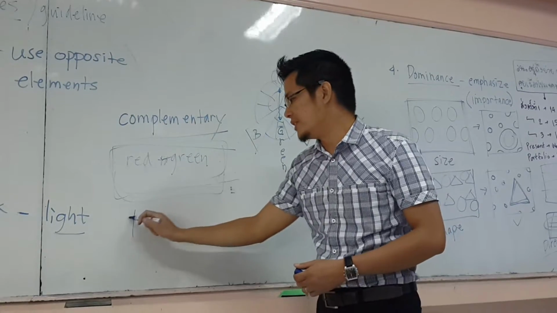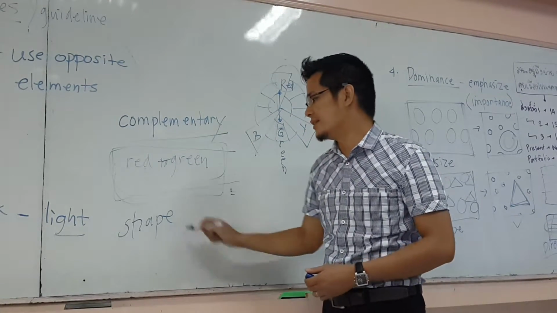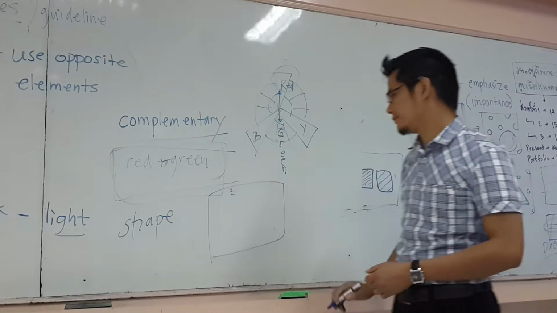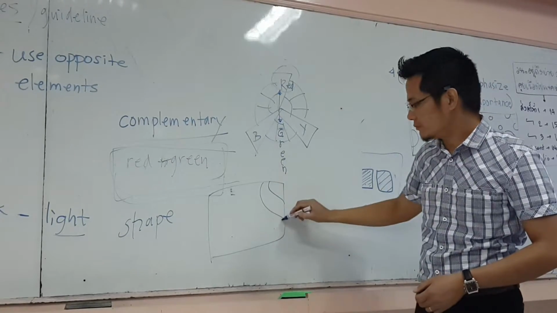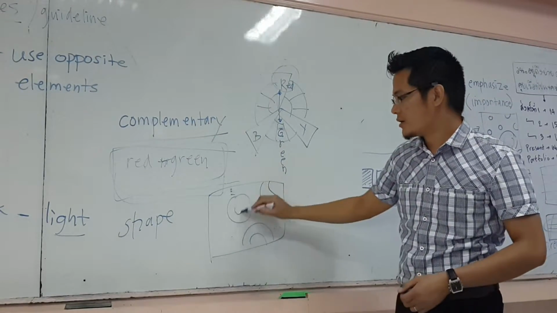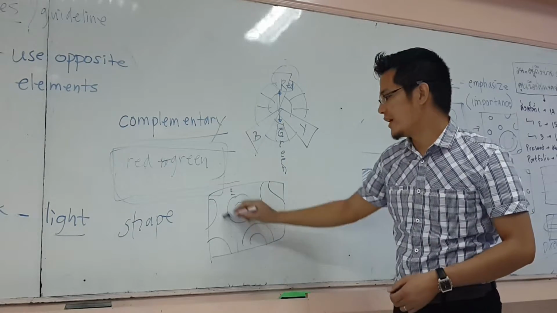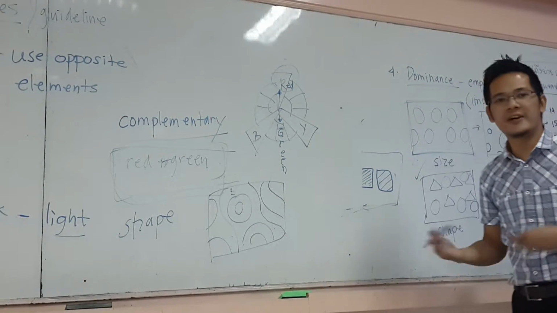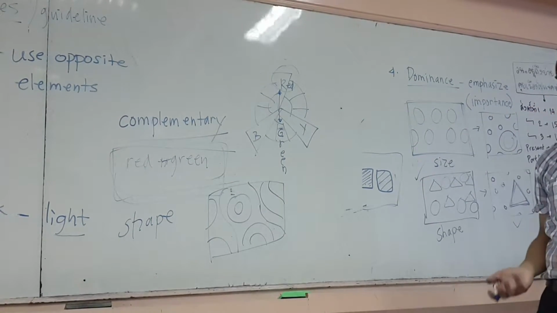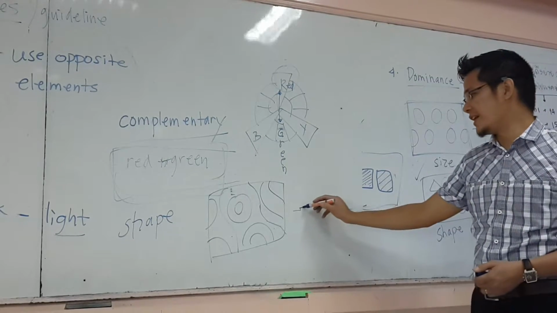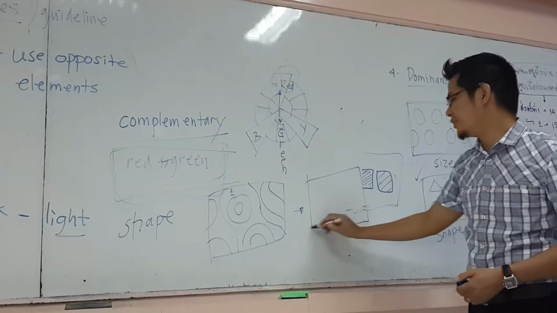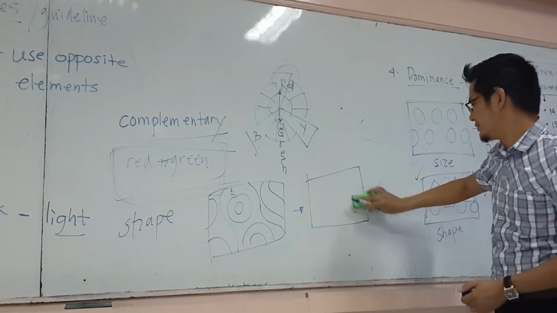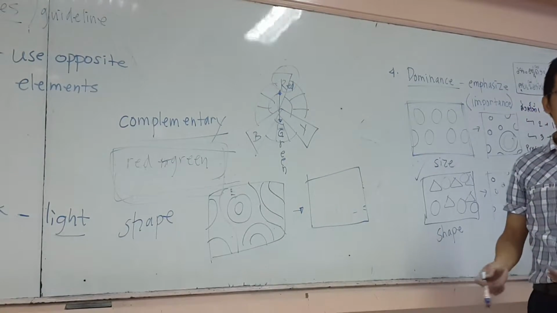And another example will be using opposite shapes. Okay, this picture shows us a lot of curved lines, rounded and curved lines. So to create contrast, what do you need to do? Okay, we can add other kinds of lines.